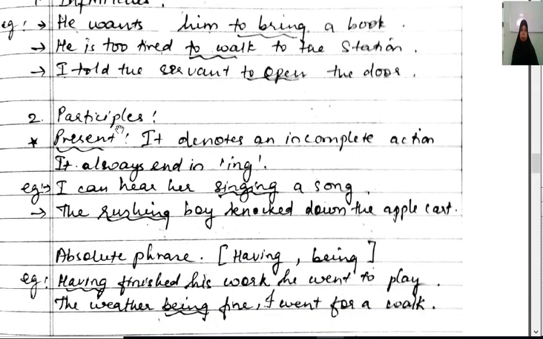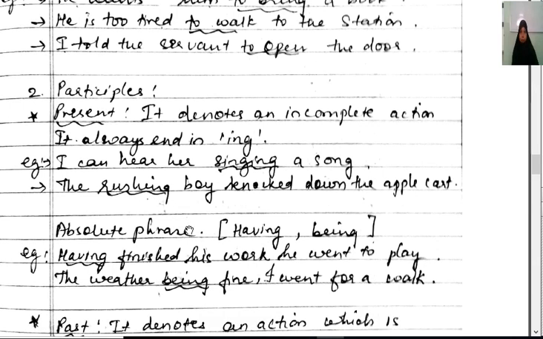Next one, participle. Participles are of two types, present participle and past participle. First we are going to see present participle. Present participle denotes an incomplete action. It always ends in ing. For example, I can hear her singing a song. In this sentence, the ing is added to the verb sing and it indicates incomplete action. The rushing boy knocked down the apple cart. Here, the word rush is used with ing and it indicates incomplete action.